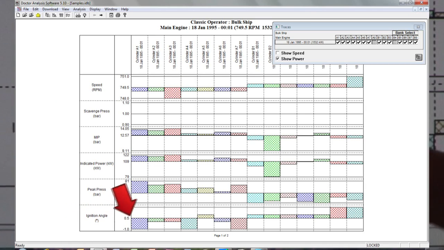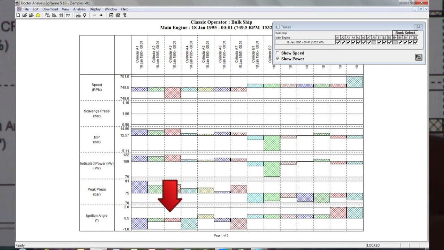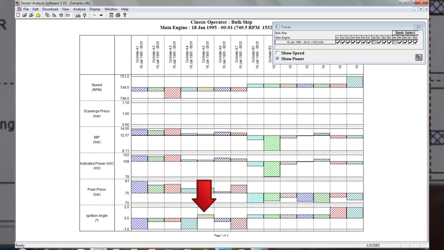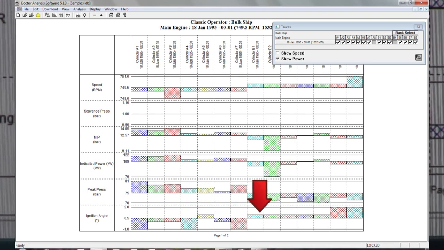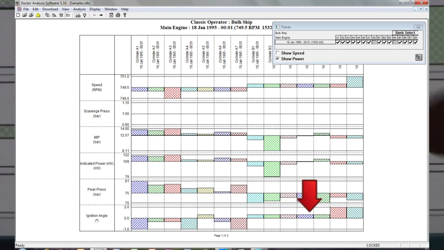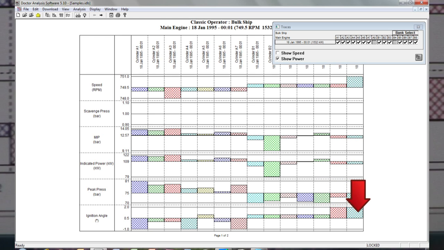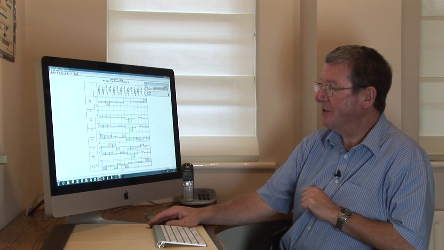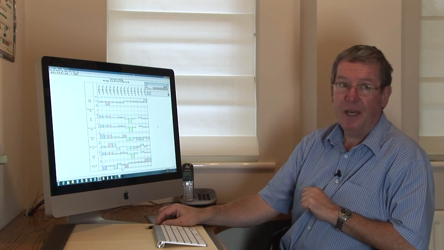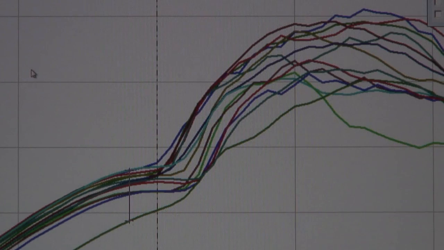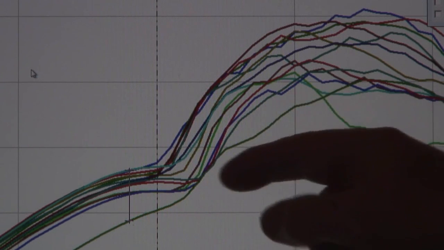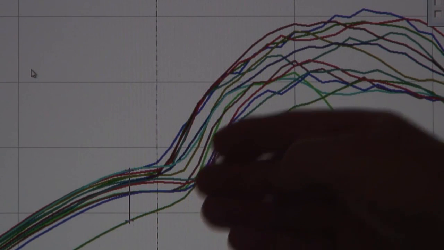The A bank is predominantly below the line, which is -1 and 0. The B bank is predominantly above the line, +1, +2 degrees. So we have a bit of variation, and it's systematic across the engine, with the A bank firing ahead of the B bank.